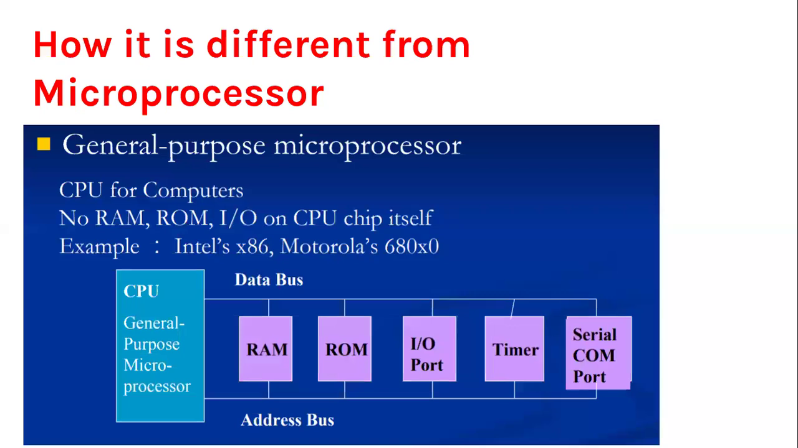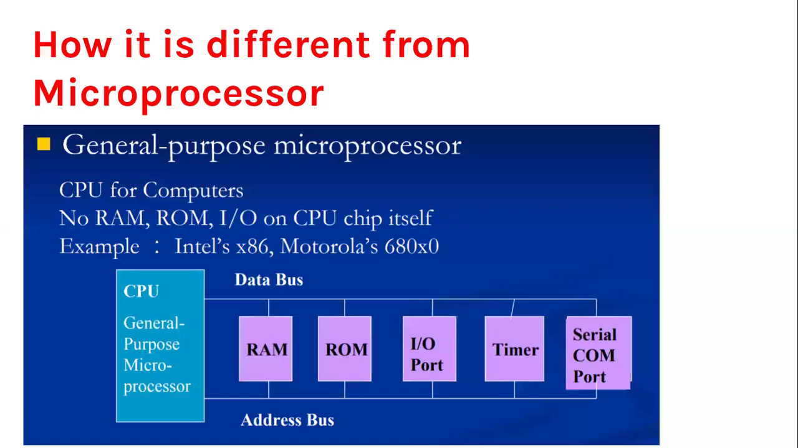What is the physical device difference between both? You add the external RAM, that is in your PC; ROM, externally the hard disk; IO ports, different ports; timers, to provide the clock signal; and communication ports, different VGA cables, HDMI cables. These are external cables, those are the external ports. So these are the external components, that is a microprocessor. These are all inside the chip, that is a microcontroller. That is the basic difference between the both.